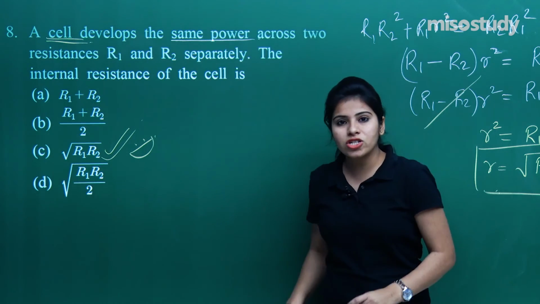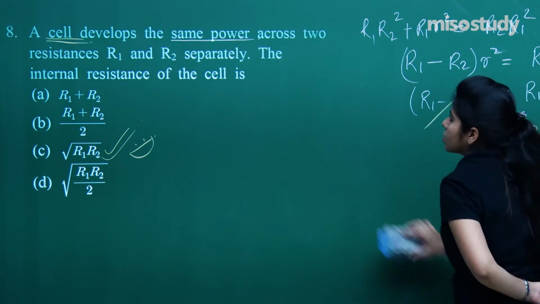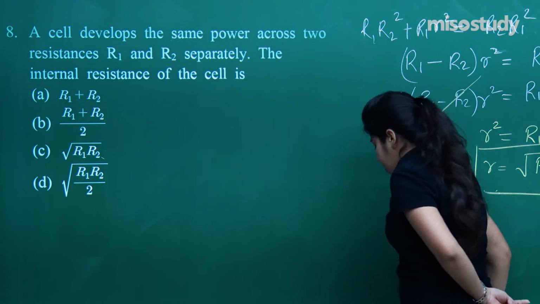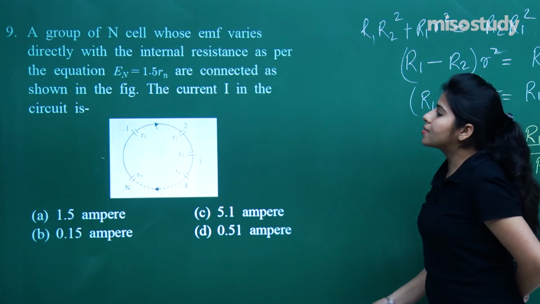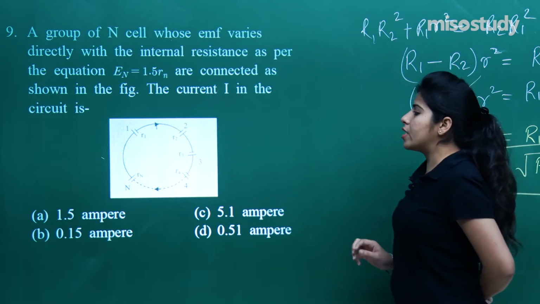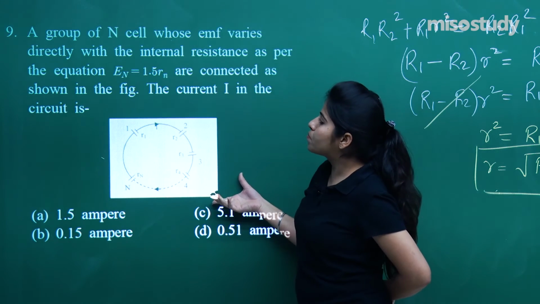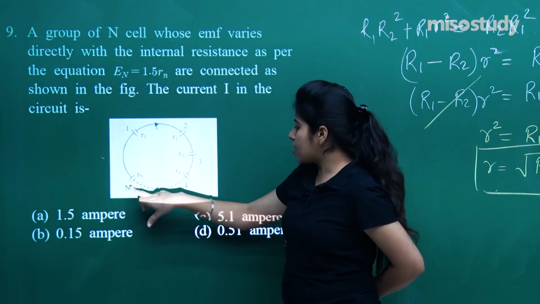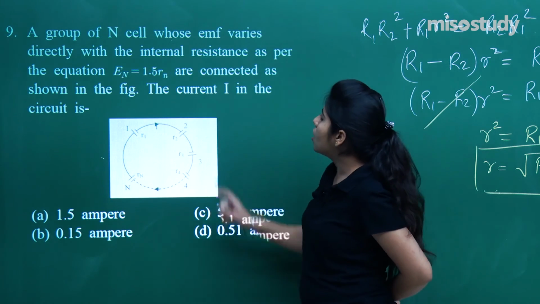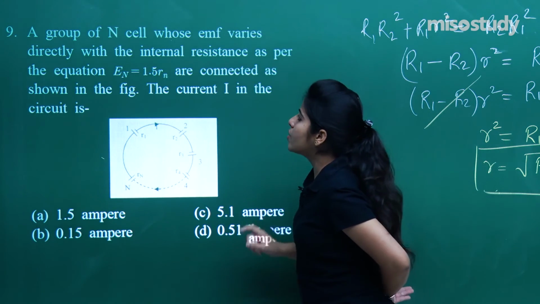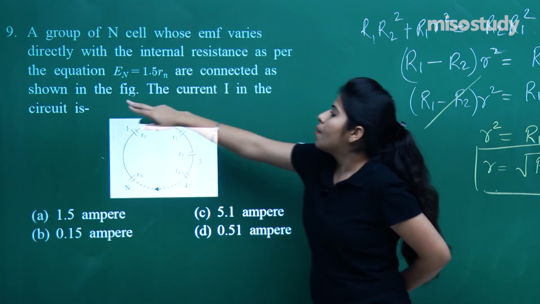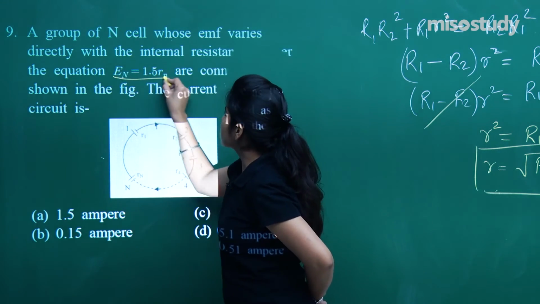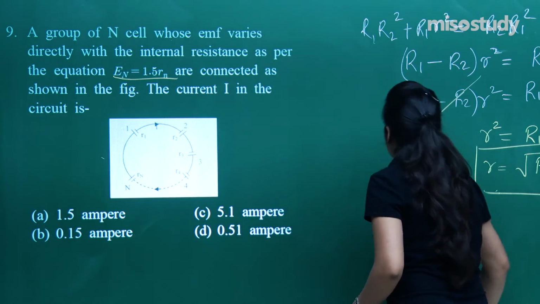That will be question number 9. Okay, so question number 9 says that I can see a beautiful picture over here in a box, and this picture is showing a group of n cells. Yes, there are n number of cells joined in a circuit whose EMF varies directly with the internal resistance as per the equation that has been given: En equals 1.5 Rn.